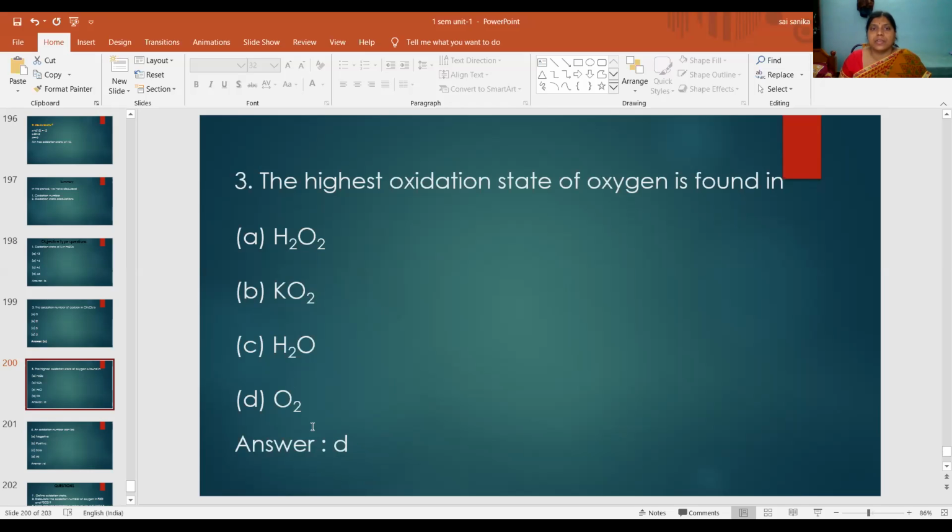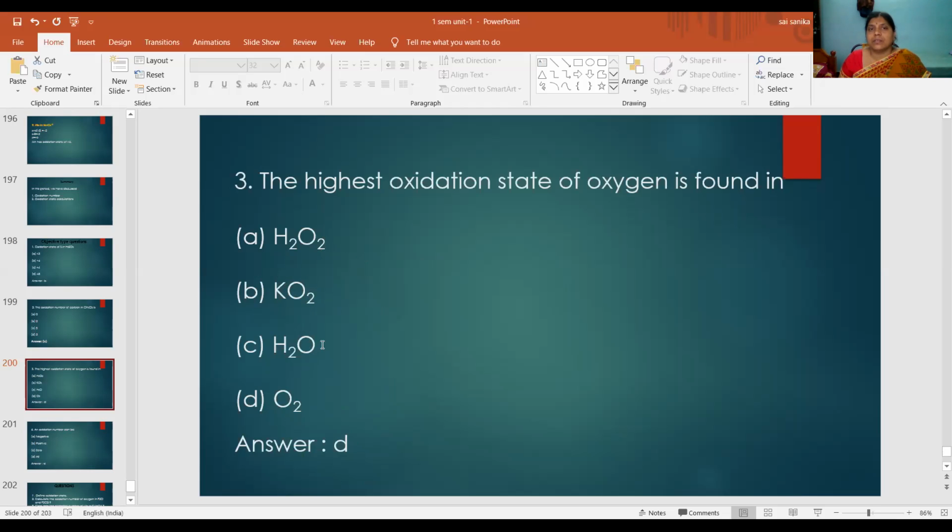So if you take D, O2. So it will be highest. That is O2 molecule. That is 0. In all the others, it is negative. So 0 is the highest oxidation state. So here in O2, it is the highest oxidation state. So you have to calculate. In peroxide it is -1, in superoxides it is fractional.